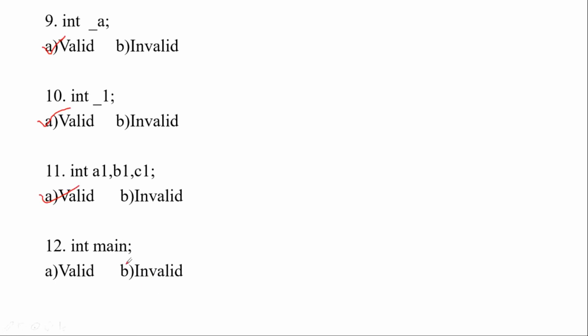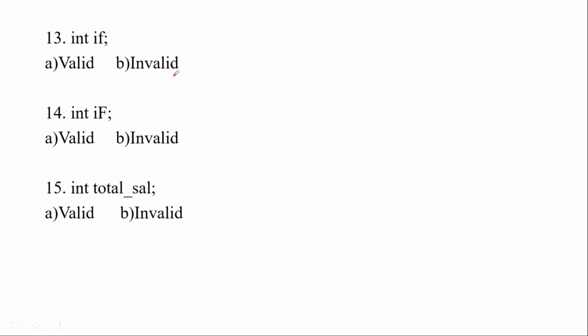Now int main. Is this valid or invalid? It is valid because main is not a keyword. If you use main with brackets, open bracket and close bracket, that is main function, but main without brackets is not a keyword, so it is valid. Now int f. Is this valid or invalid? It is invalid because f is a keyword in C.